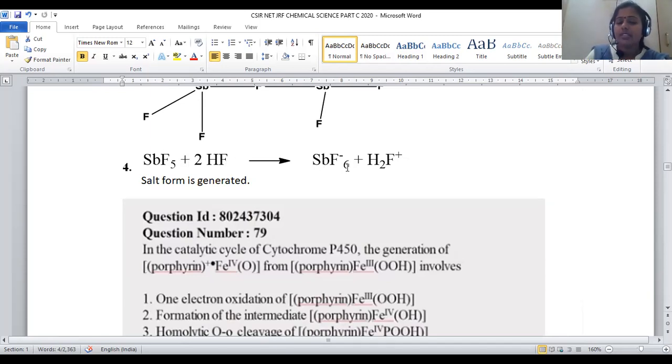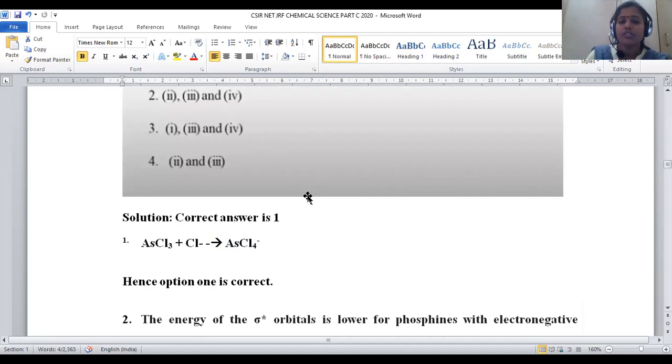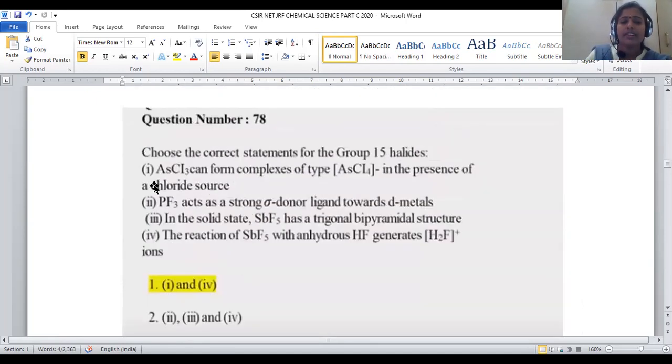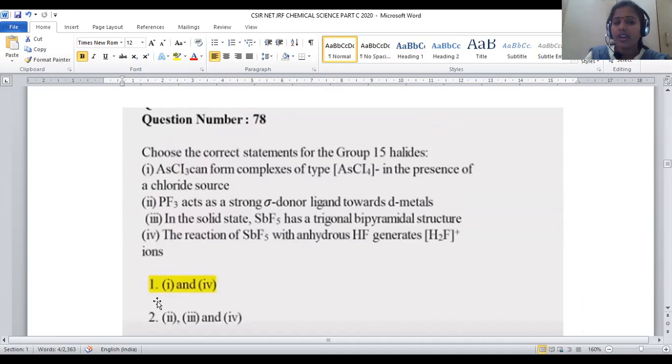So fluorinated, this is called fluoroantimonic acid. It is the superacid. Among all the known acids, it will be the strongest one, right? H2F will be the byproduct formed. That's the reason why statement 4 is also a right answer. This question number 78, option 1 and option 4 both are satisfying. That's why these two are present only in option number 1. So 78, option 1 will be the right answer.